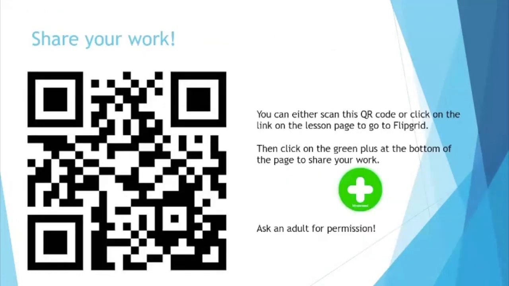Share your work. I can't wait to see what your work looks like. You can either scan this QR code or click on the lesson link to go to Flipgrid. Then click on the green plus sign at the bottom of the page to share your work. Ask an adult for permission. You can either do this through a phone, or if you want to use your laptop, you can hold your pattern up and explain to me if you made a repeating pattern and tell me how you know that you followed the rules that you were given for Angela's pattern. I can't wait to see what you came up with.